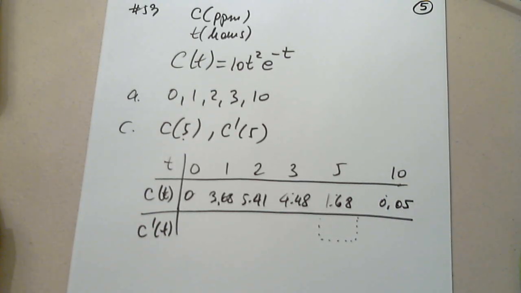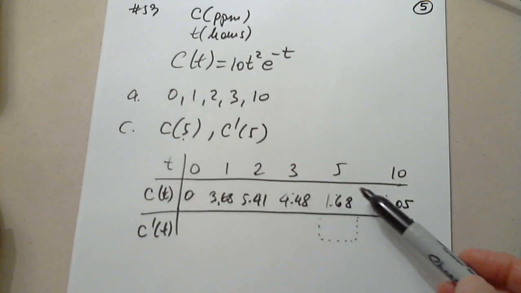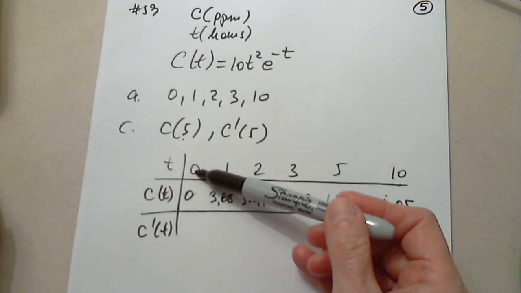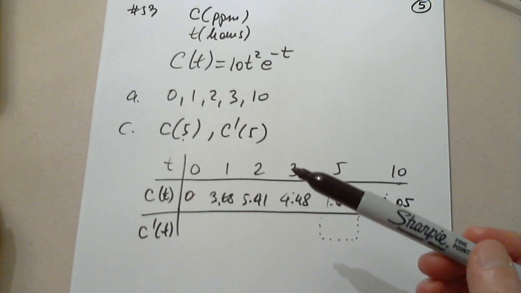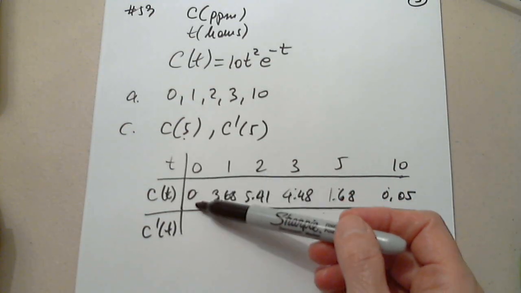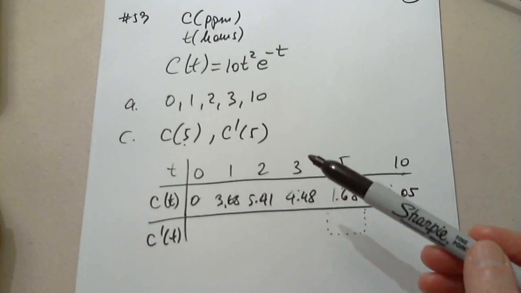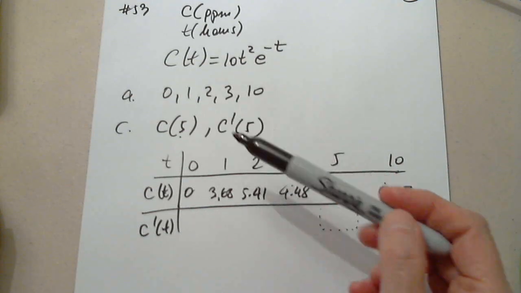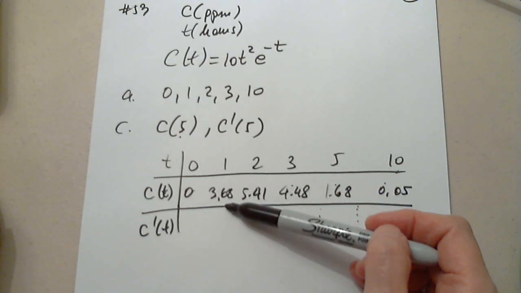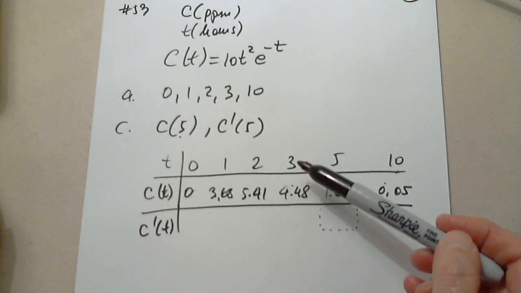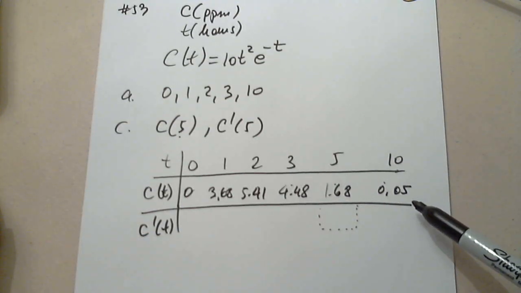So I filled my table in. Done. So what do these represent? At time 0, the concentration in the bloodstream is 0. Let's say I take an aspirin right now. The concentration in the bloodstream is 0. After an hour, after I took the medication, this is the concentration in the bloodstream. After 2 hours, after 3 hours, after 5 hours, after 10 hours.